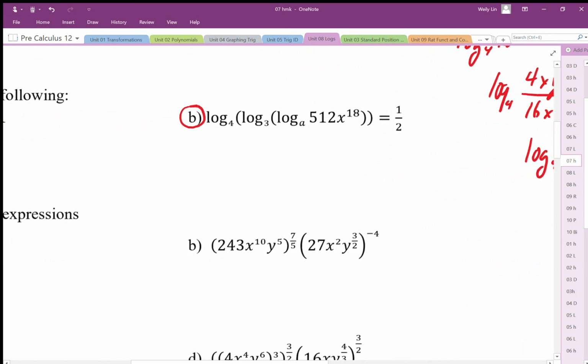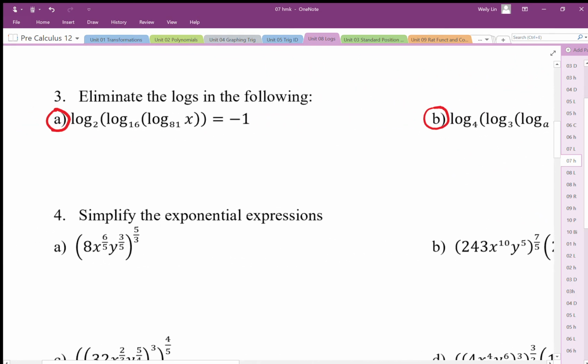The other question for this is question number 3, looking at these embedded logs. And basically to deal with embedded logs, there's two ways to get rid of logs. Either use the definition of logs, or if you have log equals log, you can drop the logs. In this case here, we do not have the option of dropping logs because we do not have a log equaling another log. So the only option we have here is the definition of log. So I'm going to apply the base 2 on the outside. So we have to work outside in. So that base 2, that's my power, and that's going to equal the argument, which is itself a log.